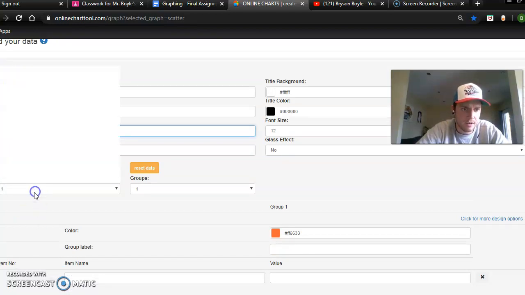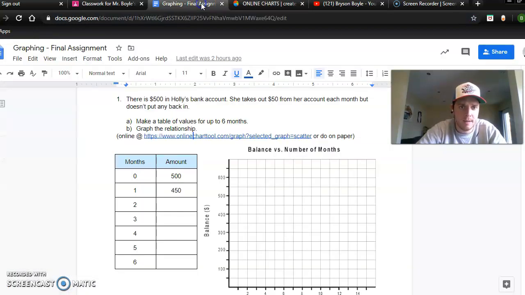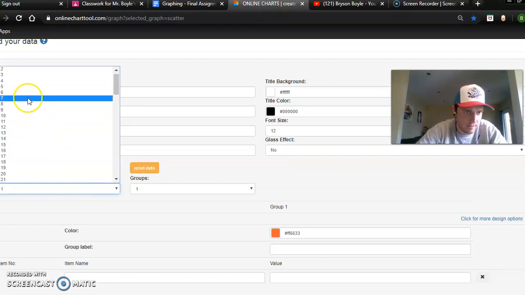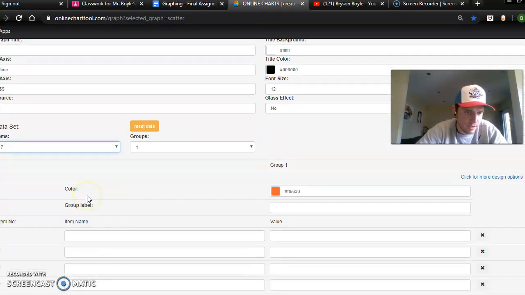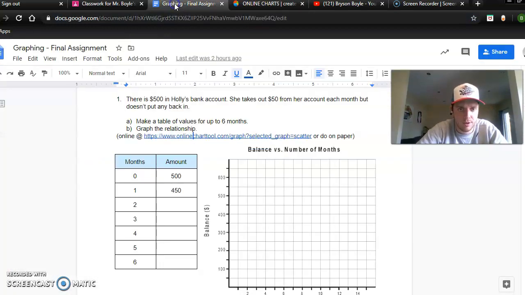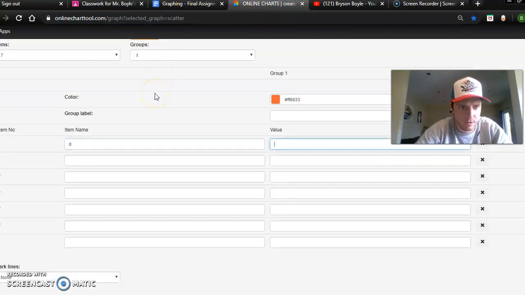You're then going to go down to items, and you're going to go to how many items we have. We have 0, 1, 2, 3, 4, 5, 6. So 7 total, including 0. So you're going to put number of items, 7. And then you start entering your data, right? So right here, I'm going to put 0, 1, 2, 3, 4, 5, 6.